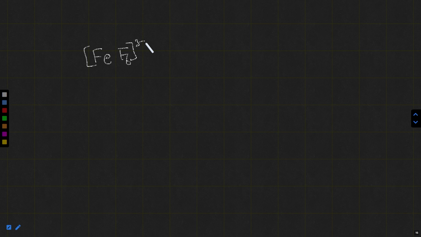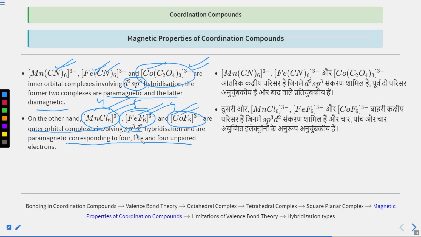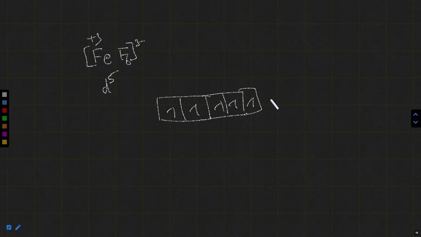How will it happen? Again, it is d5 here, right? Because it is in +3 oxidation state. So what will happen? This will be the electronic configuration, but since it is the outer one, there will be no pairing. So it is clearly written here, right? So this is the outer orbital complex, right? So how many unpaired electrons are there? 5 unpaired electrons. Okay, 5 unpaired electrons.